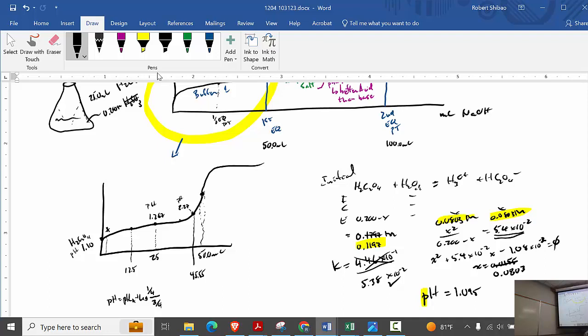Log of 1/3 is, I'm going to just do this to 3 decimal places. Maybe it's easier to memorize. It's pKa minus 0.477. So 1.267 minus 0.477.